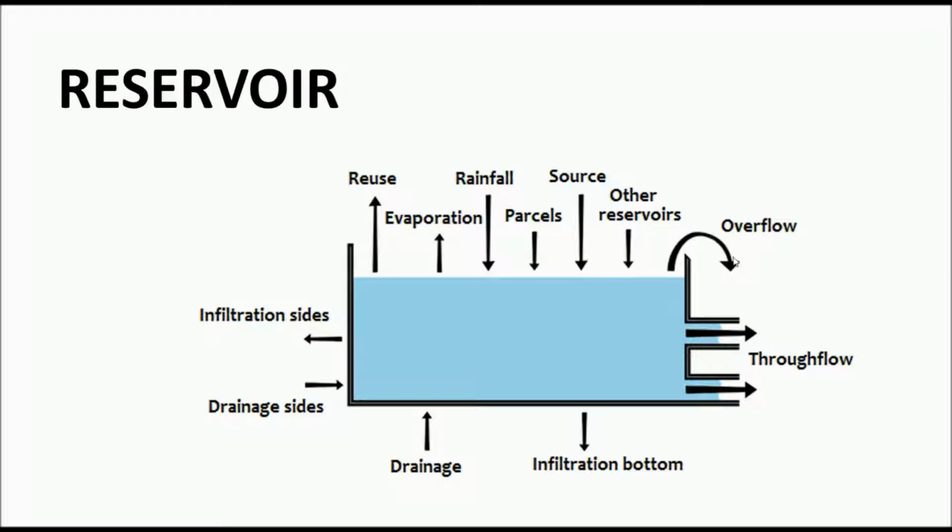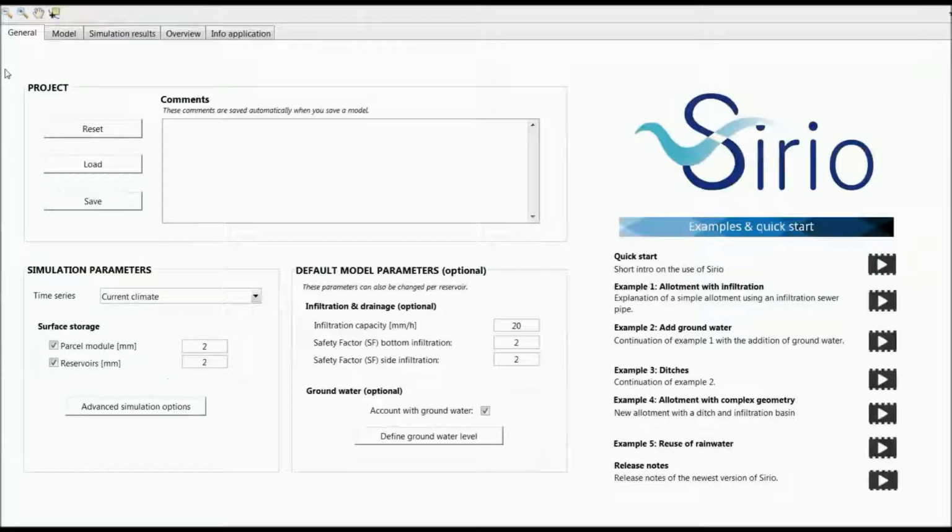These can represent orifices or pumps or anything else. We also have an overflow, so when the capacity of the reservoir is reached, water can be spilled via the overflow. We have infiltration and also drainage that can be accounted for. So now I'll show you how this works in Sirio.